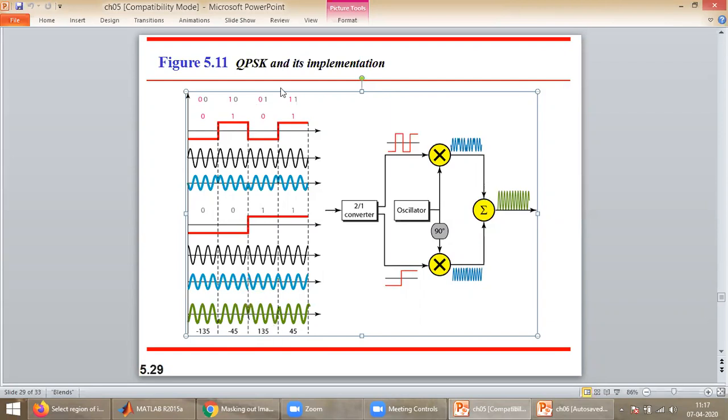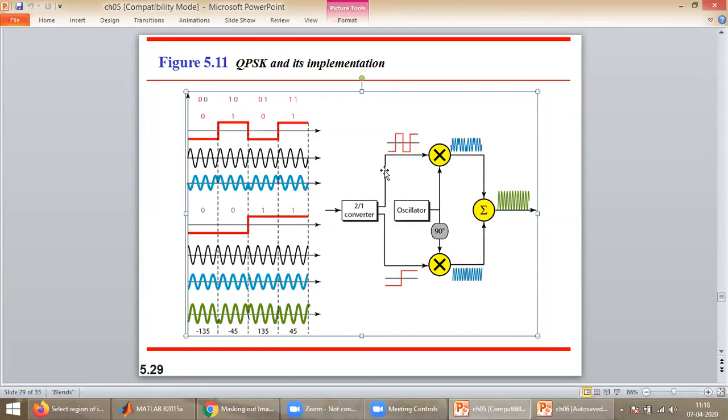This is the signal representation. Now we'll see the hardware implementation. First, we have to convert serial data into parallel data. To convert serial data into parallel data, we need to take 2 bits at a time. So to take 2 bits at a time, we have to use one hardware called a 2 to 1 converter. It will take 2 serial bits at a time, then it will generate 2 parallel bits.